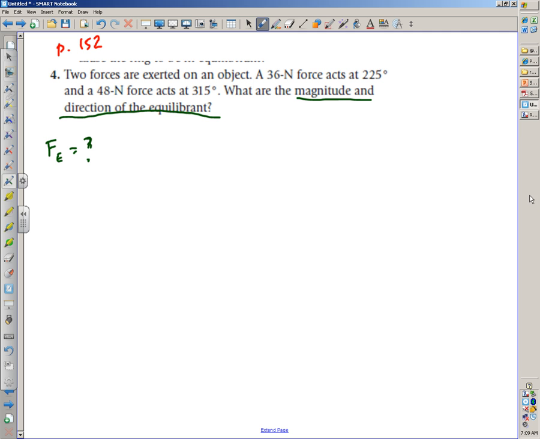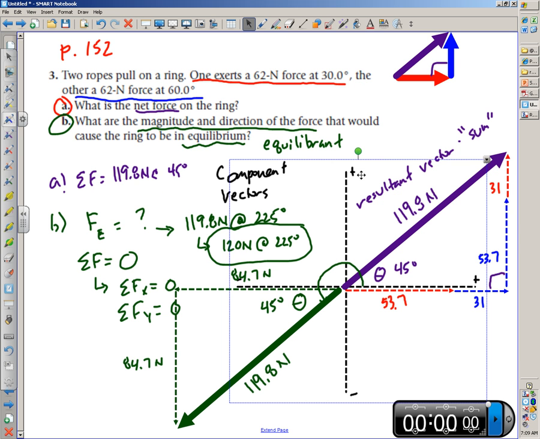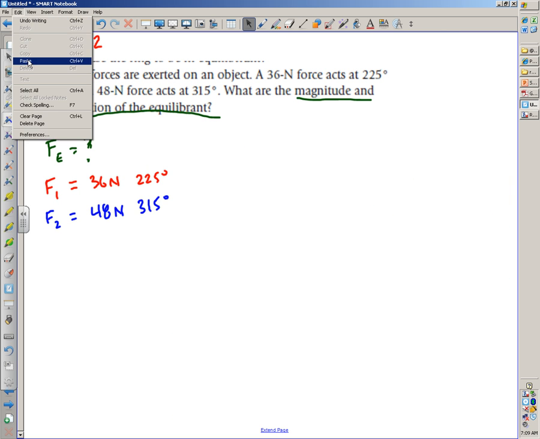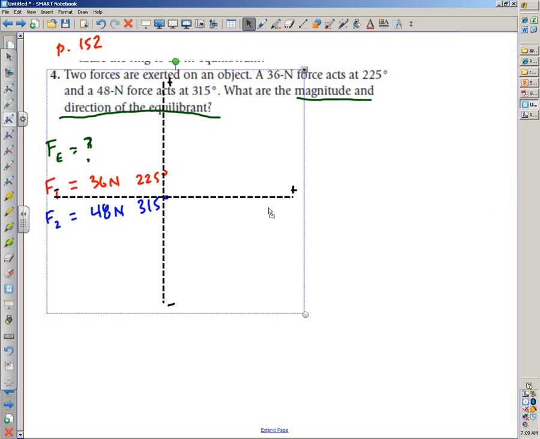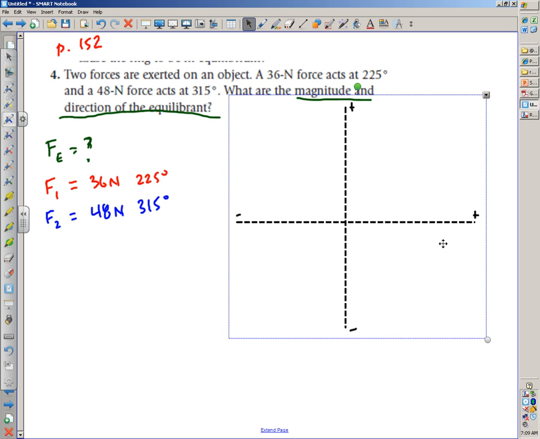We know two forces. We know that there is a 36 Newton force acting at 225 degrees, and then we know that there is a 48 Newton force acting at 315 degrees. With that in mind, I'm going to go back to this page here, and I'm going to steal my coordinate system. And I'm going to bring it over here. So there's my coordinate system, right? We said in two dimensions the coordinate system looks like an XY axis.